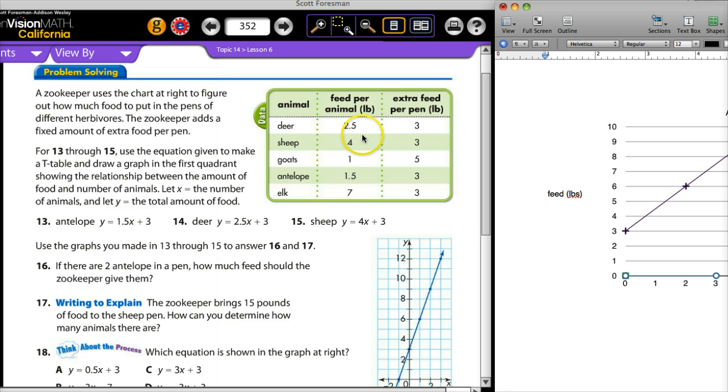Okay, it would be a little backwards because these are the y value. Let y equal the total amount of food. So here's the total amount of food, but this is how you would work that problem. Again, comment if you have any questions. Let me know. Okay.